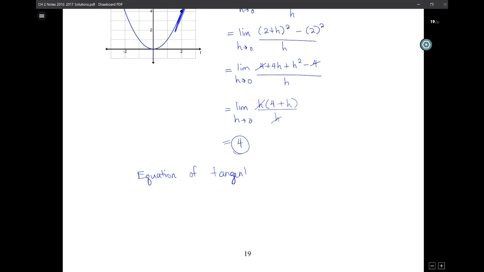Okay, so what do we need to write the equation of the tangent line? We need a slope, and we need a point. Now, remember, this was our slope, and we were given the point as (2, 4). So it's y minus 4 equals 4 times x minus 2. So that's the actual equation of the tangent line. Okay. So again, you have a point, you have a slope, you guys can write the equation.